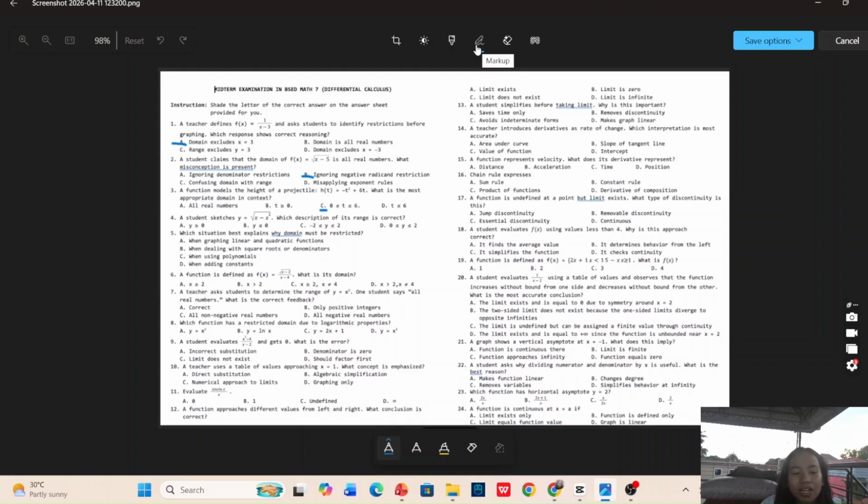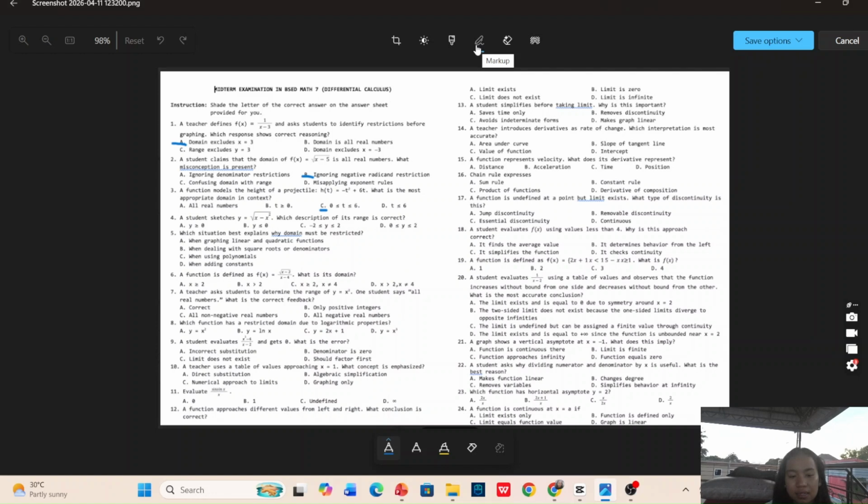Number 12. A function approaches different values from left and right. What conclusion is correct? A. Limit exists. B. Limit is 0. C. Limit does not exist. Or letter D. Limit is infinite. The correct answer for number 12 is letter C.